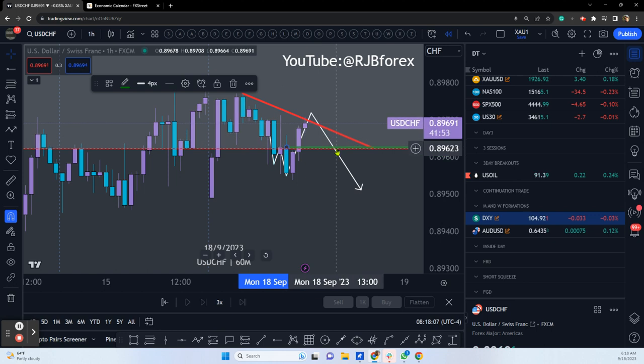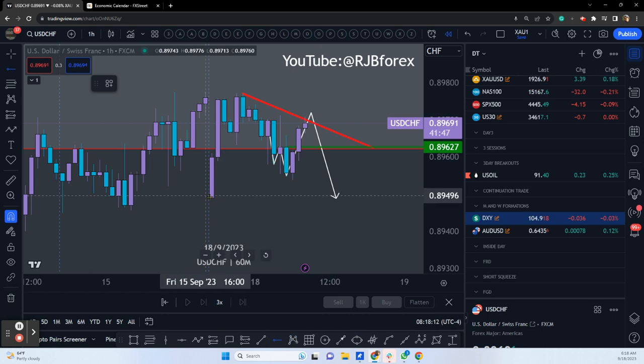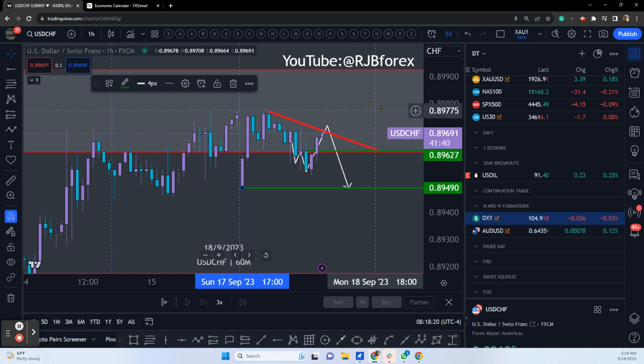And then if the neckline breaks, there are prospects of a downside continuation in line with the bearish outlook for the US dollar. So targeting the opening lows for the day ahead.